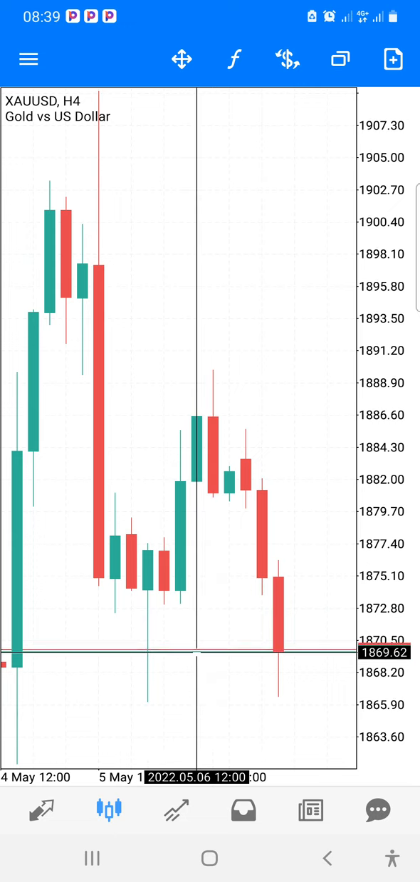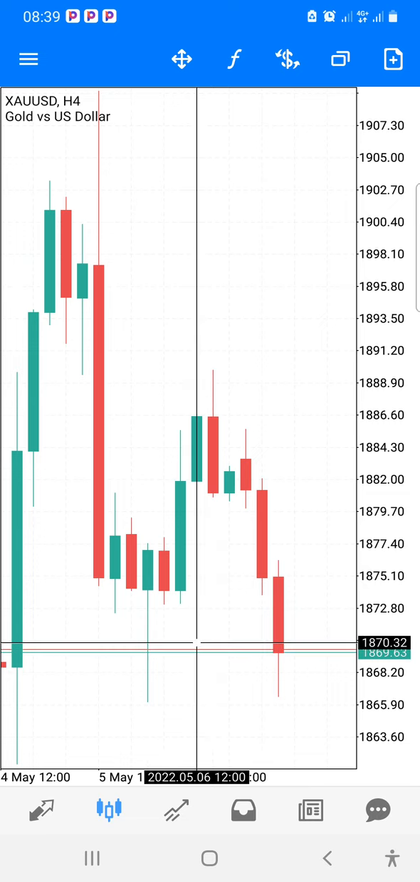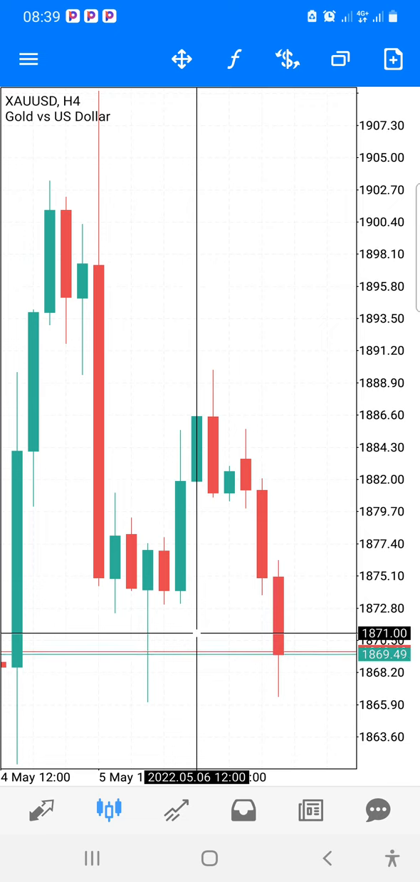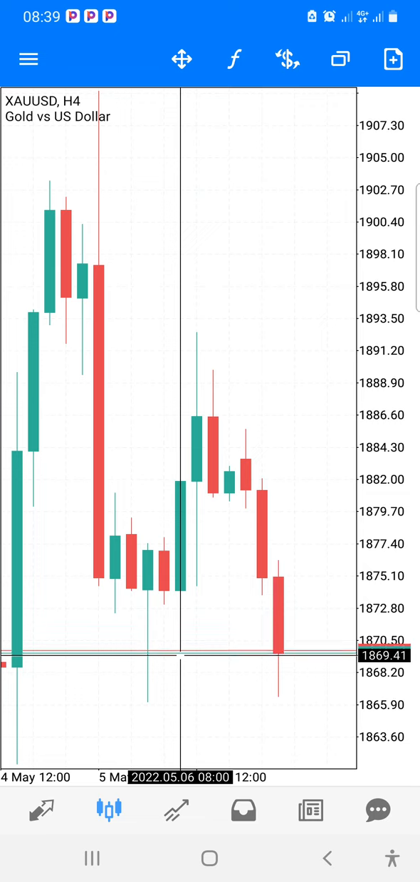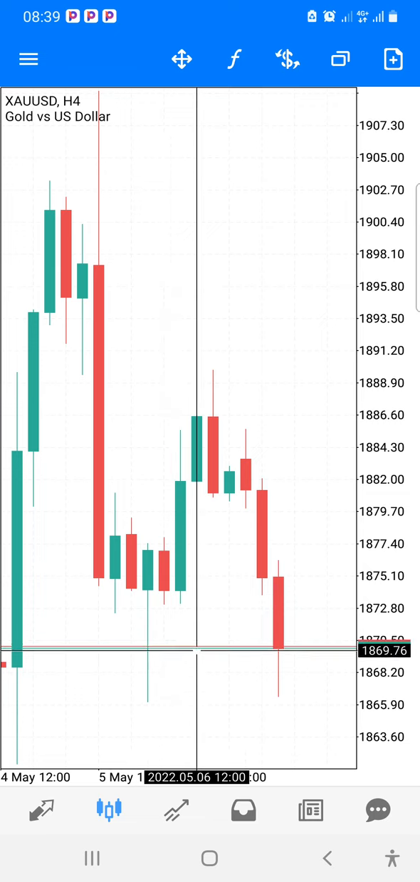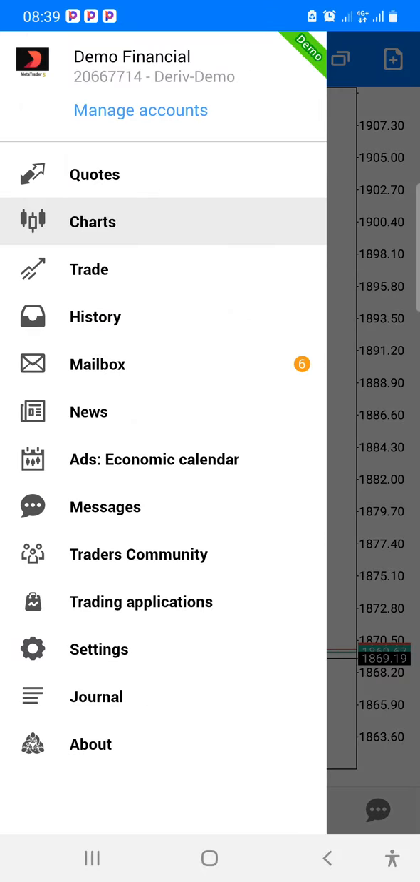Okay, this is currently where price is at. I already explained bid and ask price in a previous video, but let me portray it again. The bid price is the price buyers want to buy at, while the ask price is the price sellers are willing to sell at. So let's go back a bit.